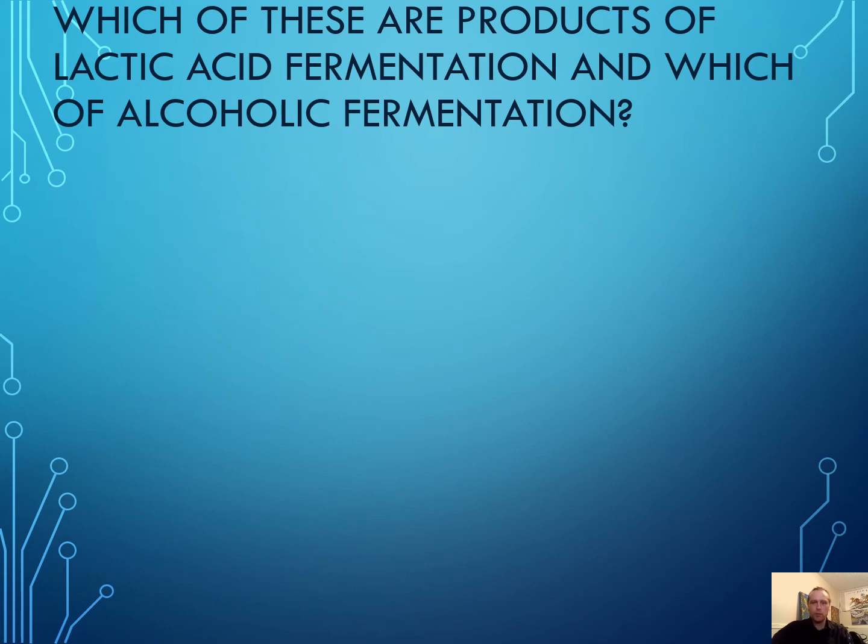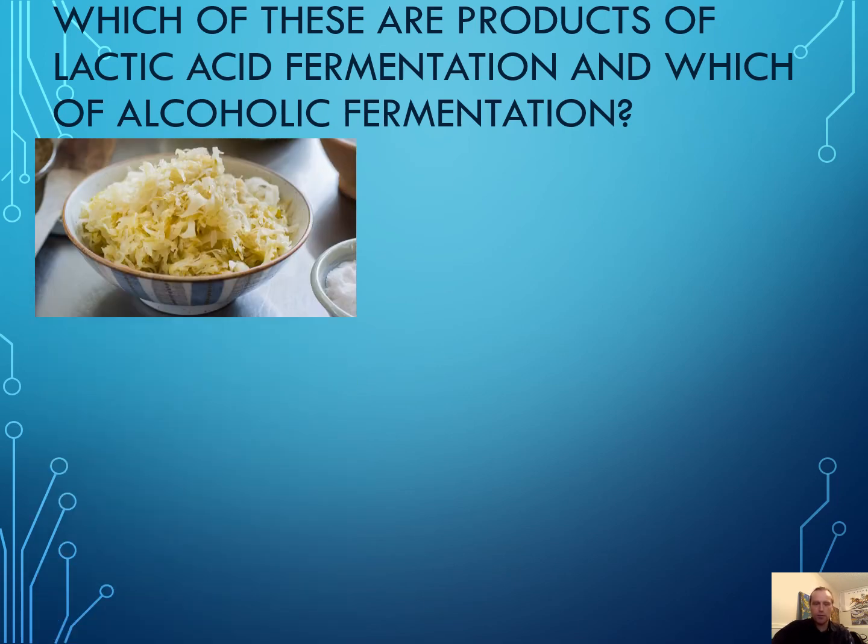Which of these are products of lactic acid fermentation and which of alcoholic fermentation? So here we go. This is sauerkraut. Sauerkraut, you may know, is a way to preserve cabbage and also make a tasty thing to eat. It is sour because of an acid present in it, so it must be lactic acid fermentation.